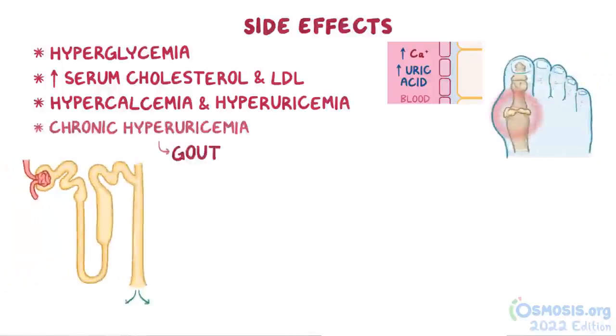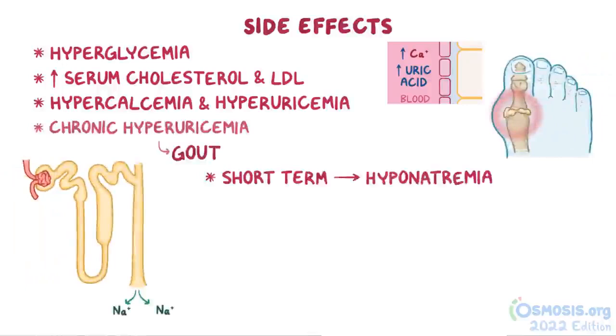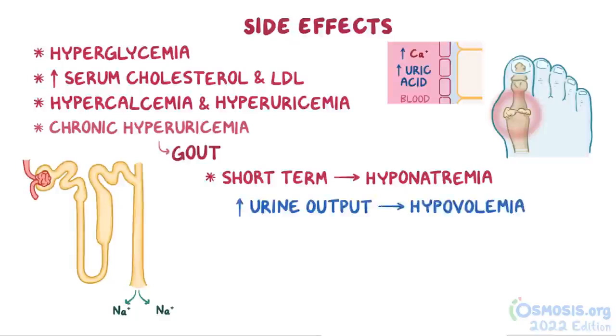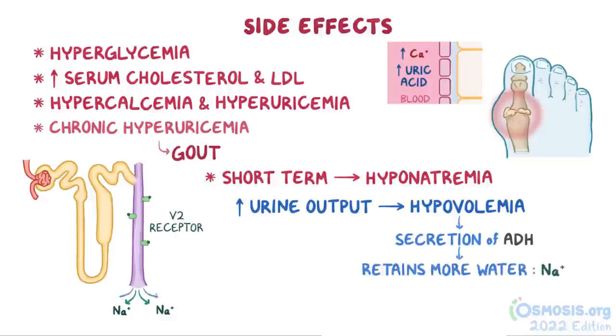Since thiazides increase sodium loss in the urine, short-term use causes hyponatremia. To make things worse, increasing urine output can cause hypovolemia, which in turn triggers the secretion of antidiuretic hormone or ADH. ADH binds to specific V2 receptors in the collecting duct and retains more water relative to sodium, diluting the blood and further lowering the sodium concentration.